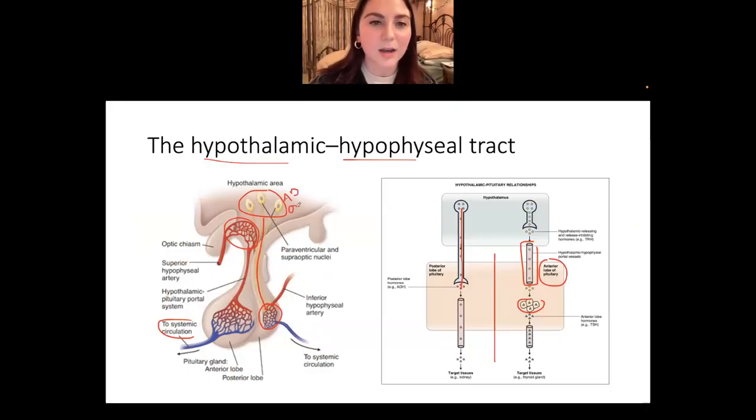ADH and oxytocin are physically getting brought to the posterior pituitary via that infundibulum. So if this whole thing gets severed, boom. This posterior pituitary, no ADH, no oxytocin. How about all the other hormones? What about TSH? What about ACTH?